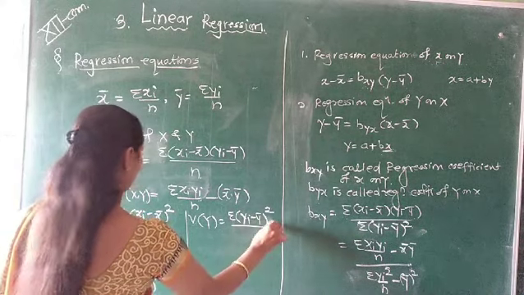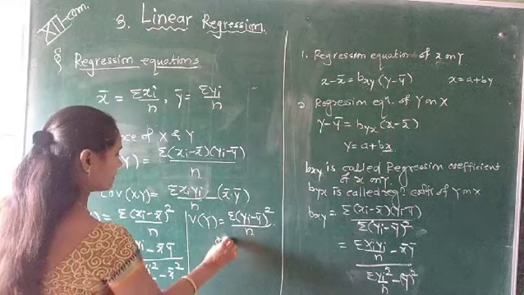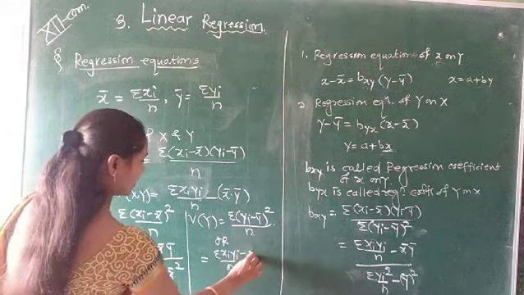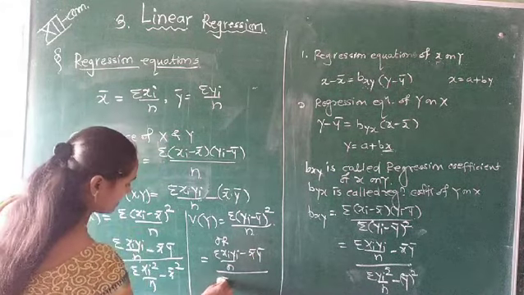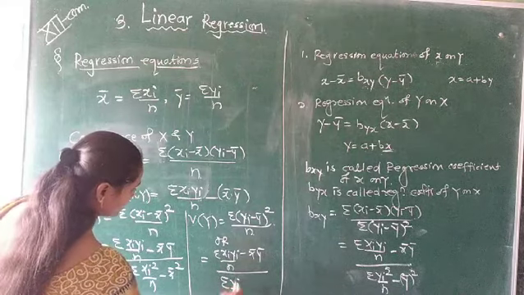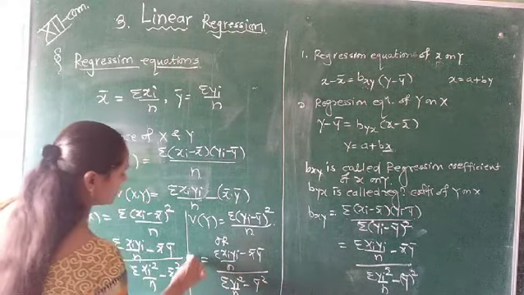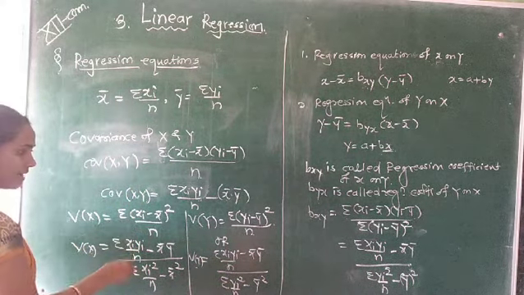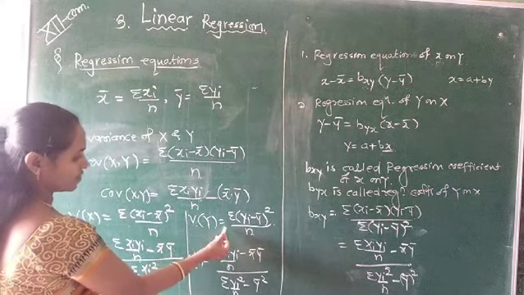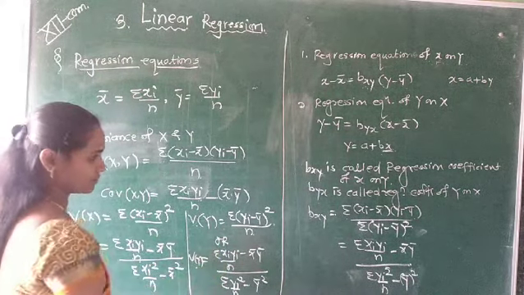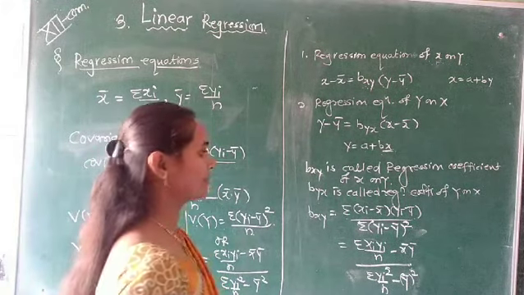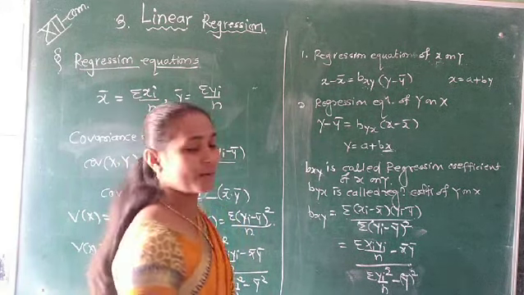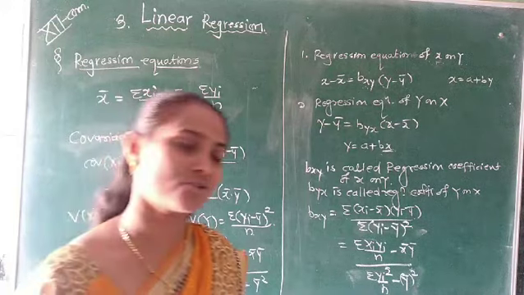yi minus y bar square divided by n, or also we write summation xi yi upon n minus x bar y bar divided by summation yi square upon n minus y bar square. This is the shortcut formula for finding the variance, and this is the formula for variance of y, or we use this formula also. So what is meant by bxy and byx, which is nothing but covariance of xy divided by variance of x and y.